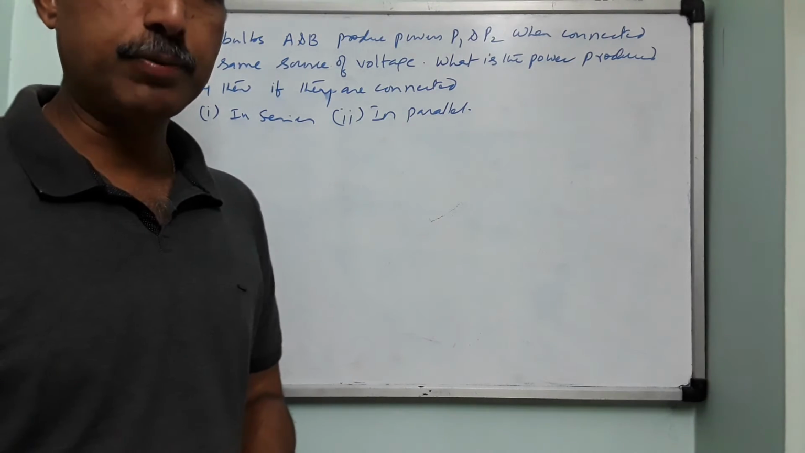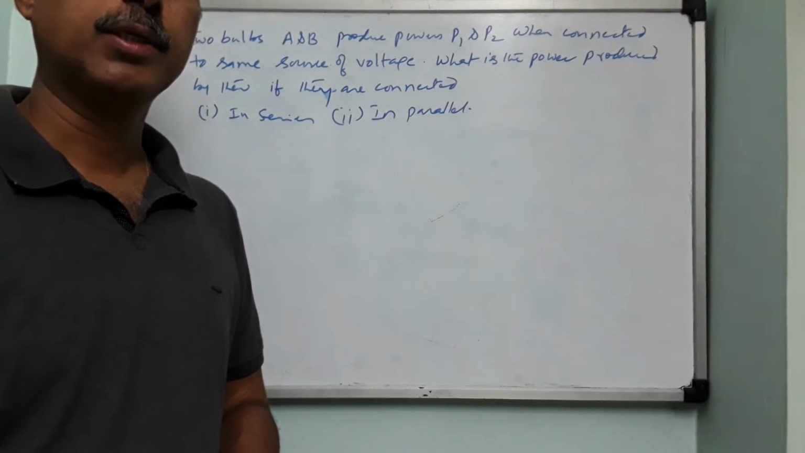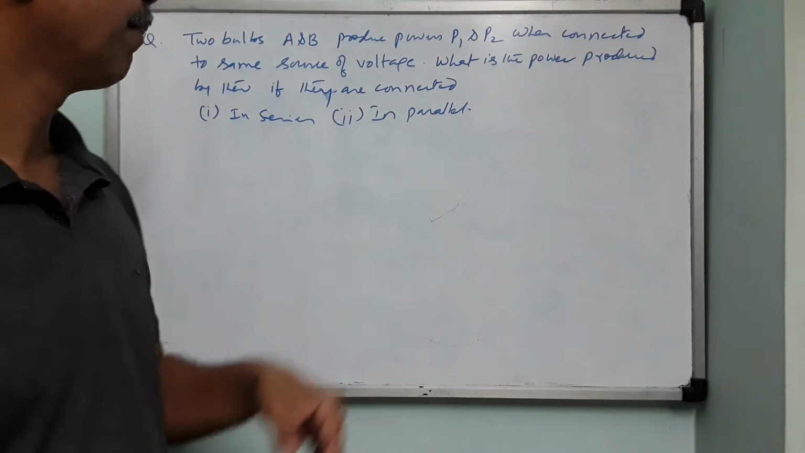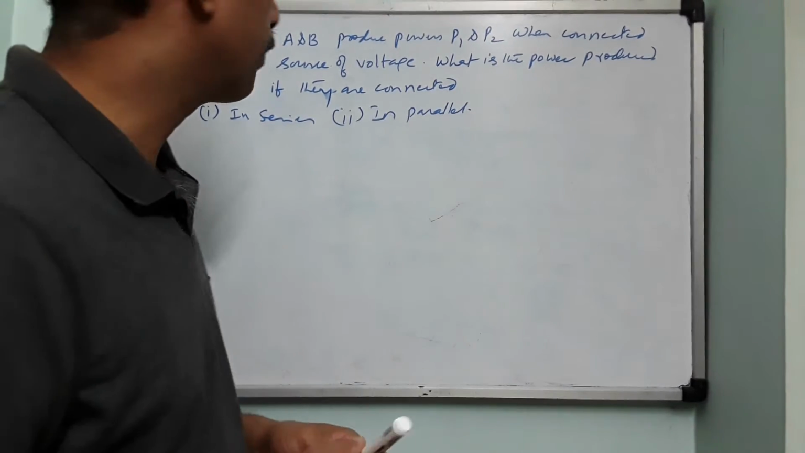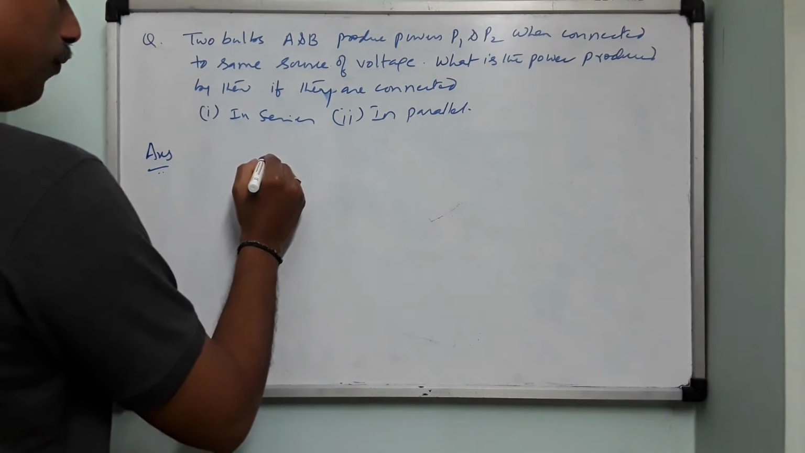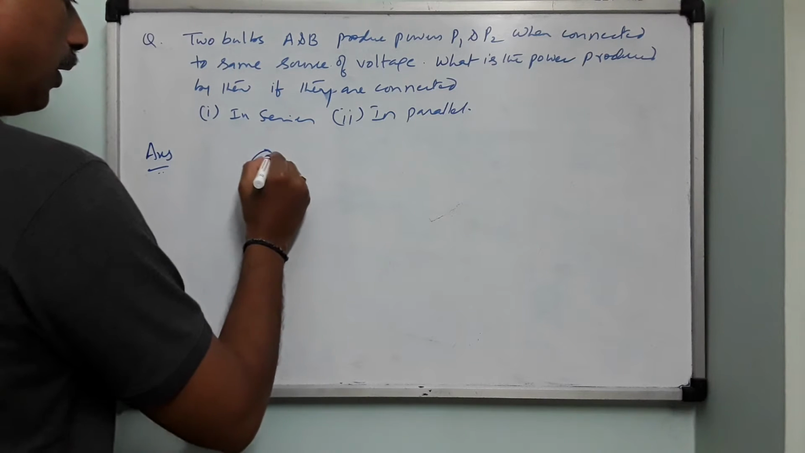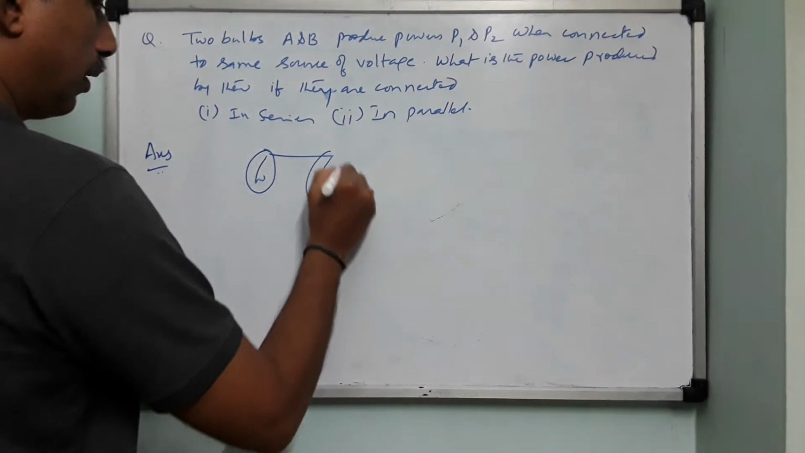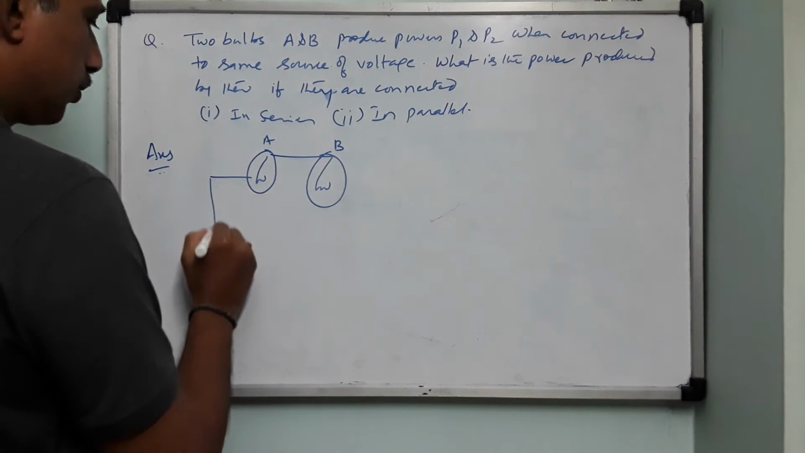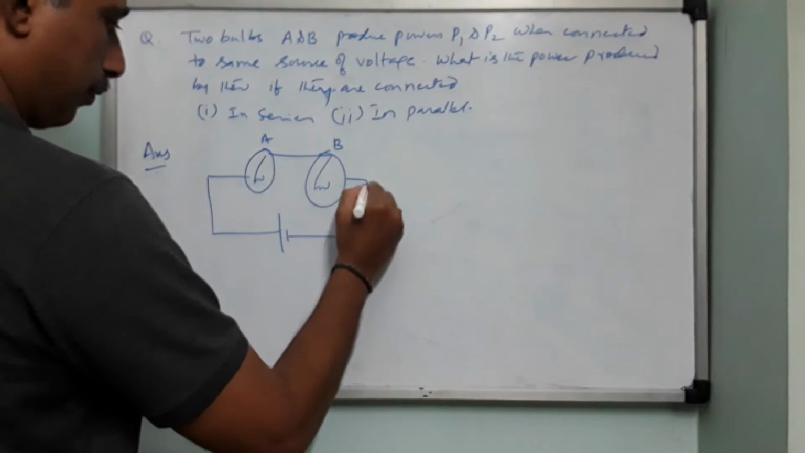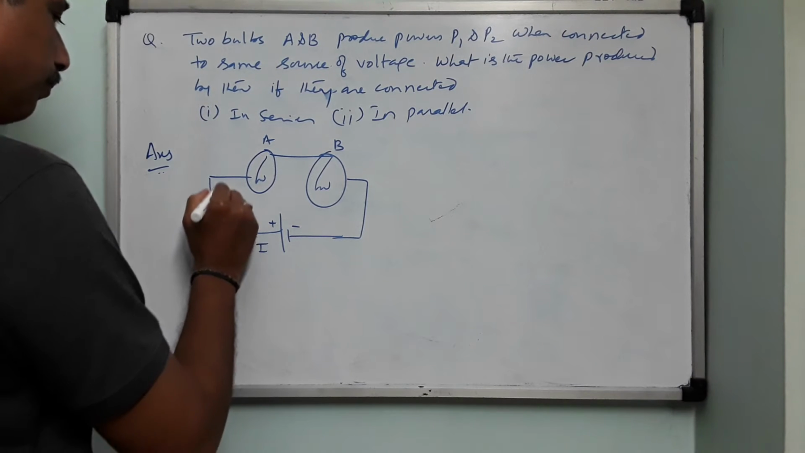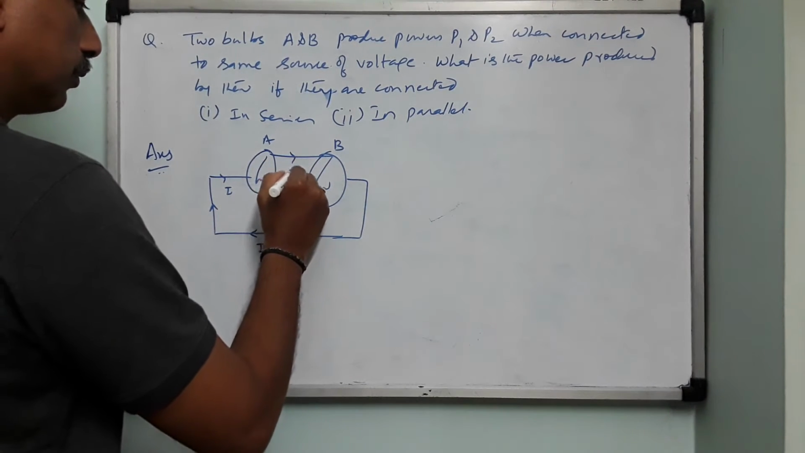Suppose both the bulbs are now simultaneously connected in series across the same source. Then what is the total power produced by this combination? We can solve this like this. Here we have a bulb, and here there is another bulb. This is called A, this is called B. They are connected in series to the source like this. As both of them are in series, the same current will flow in them.